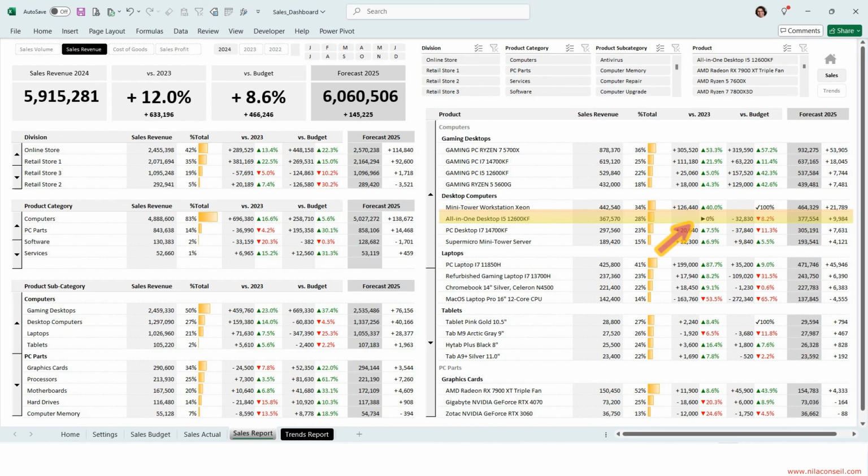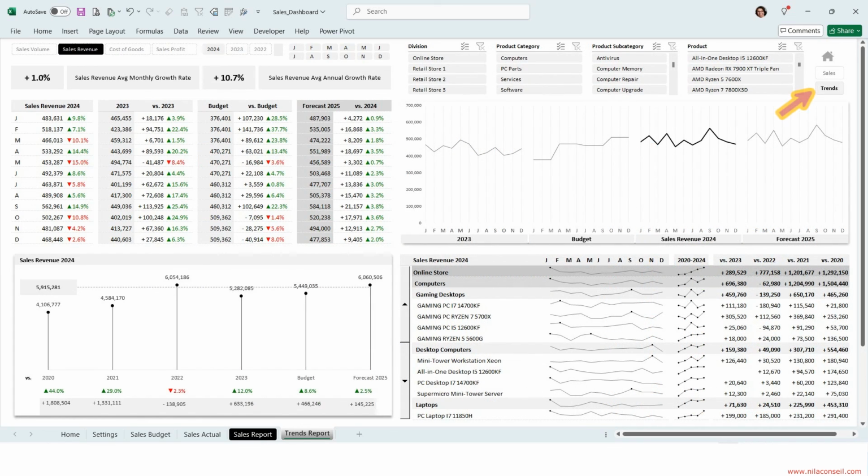All-in-one i5 desktop sales are the same as past year. Company reached 100% of sales budget for mini tower workstations. Sales Trends Report allows you to visualize sales growth stats.